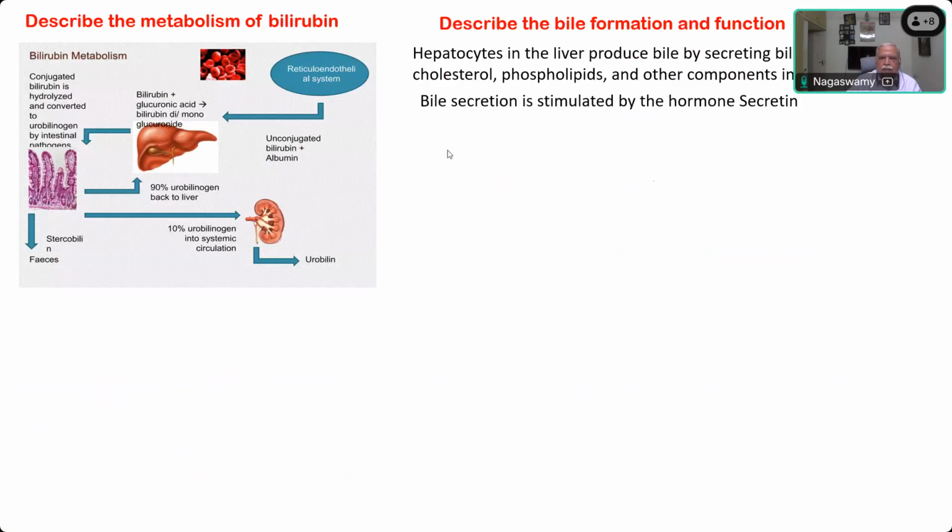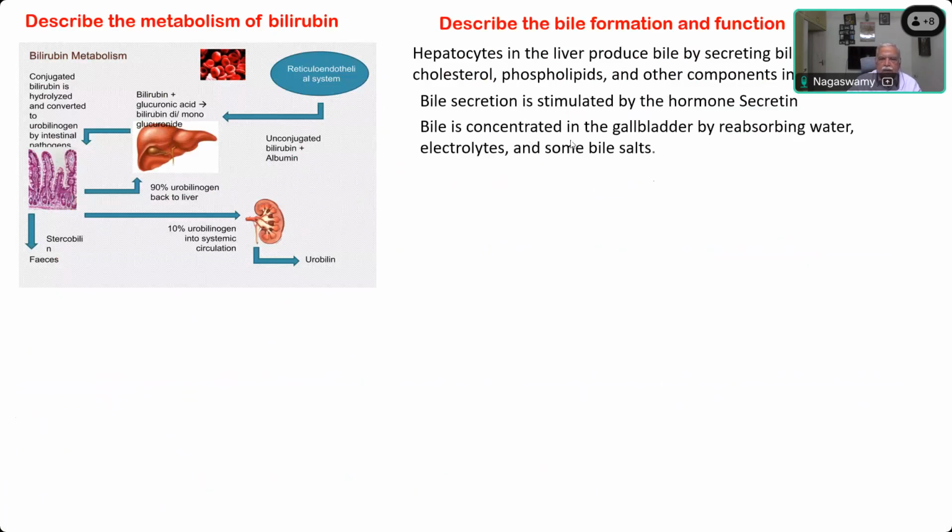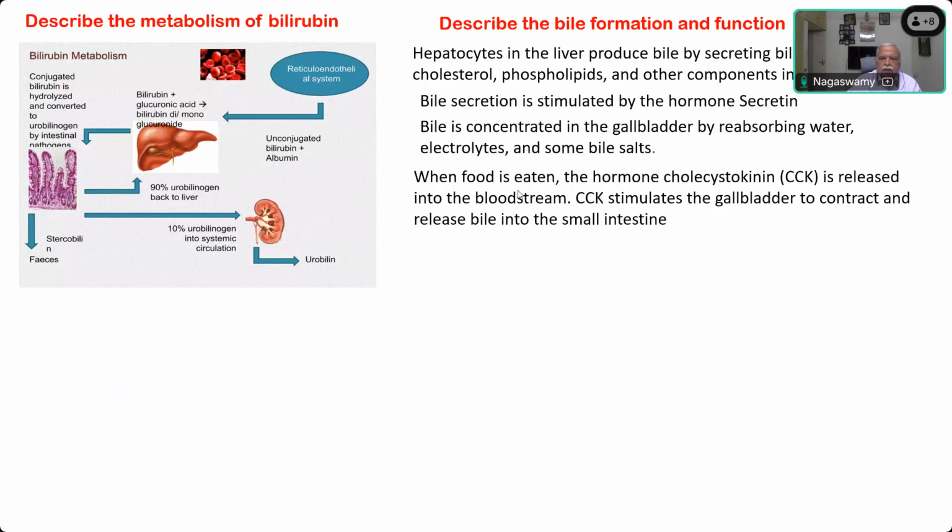Number one. Bile secretion is stimulated by which hormone? Secretin is the hormone which stimulates. Then bile is concentrated in the gallbladder by reabsorbing water, electrolytes, and bile salts. And when food is eaten, the hormone cholecystokinin is released into the bloodstream. This cholecystokinin stimulates the gallbladder to contract and release bile into the small intestine.